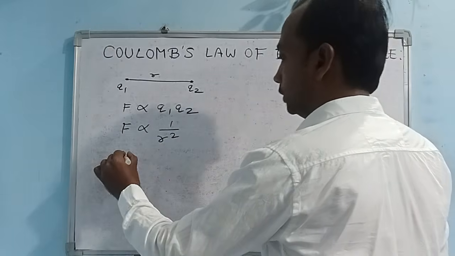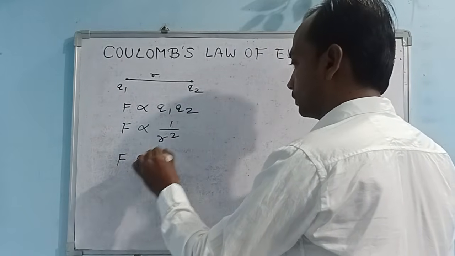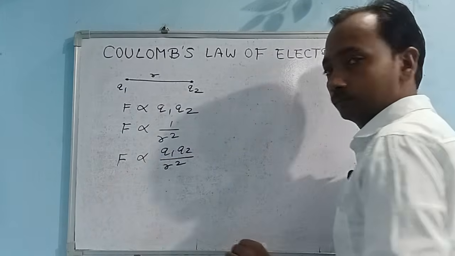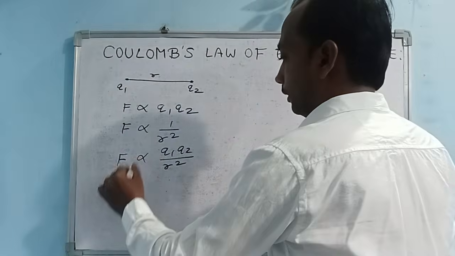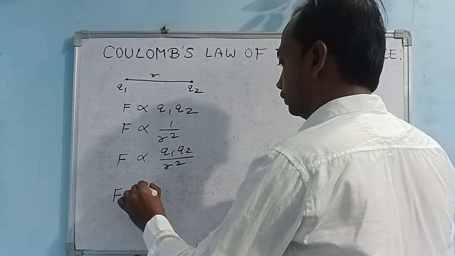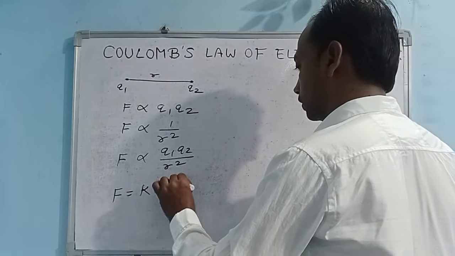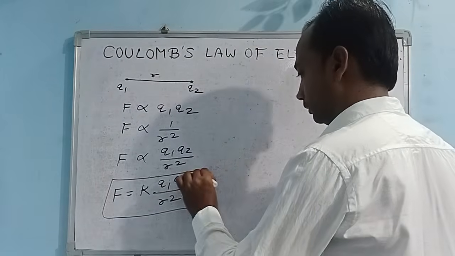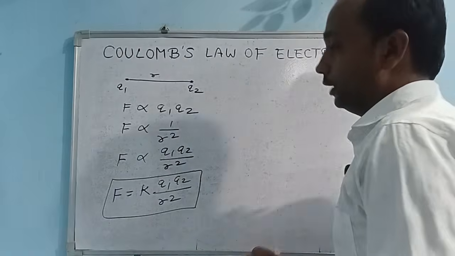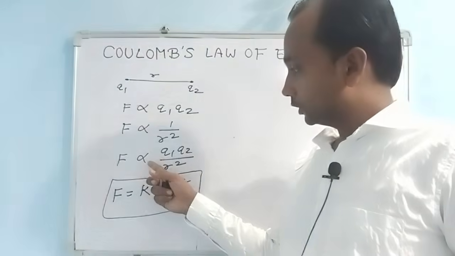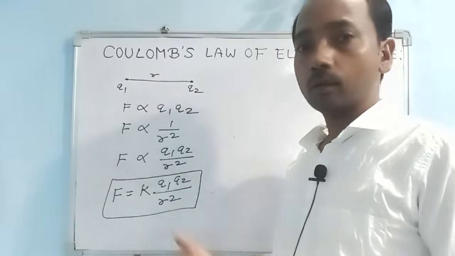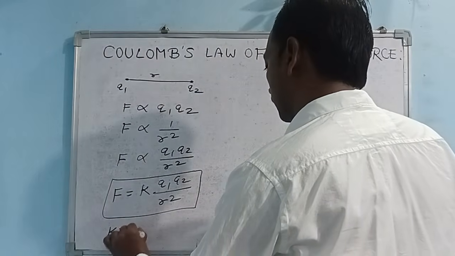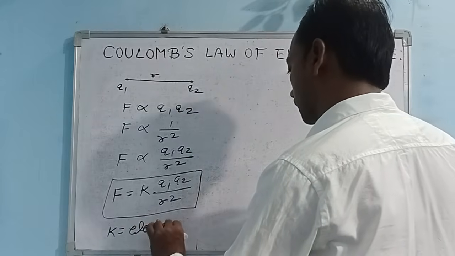Combining these two equations, we get F is proportional to Q1 Q2 by r square. Then F is equal to K Q1 Q2 by r square. When we remove this proportionality sign, there will be a constant, and this constant K is known as the electrostatic constant.